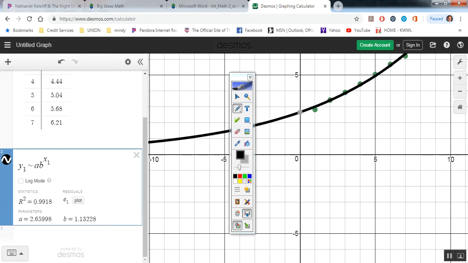Let's go two places. Y equals 2.66 times 1.13 to the x power. You likey or no likey? Good way to check some of the work you're going to do, right?